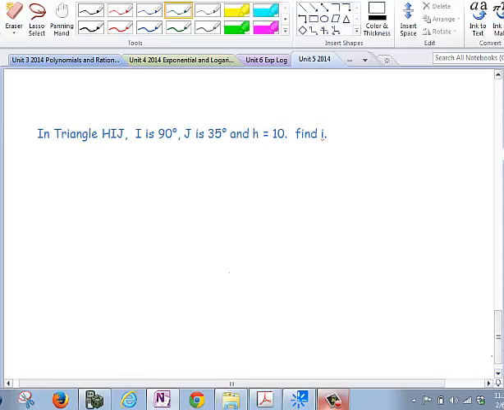What I'd like you to do is try finding for triangle HIJ. Again, I is the 90-degree angle, J is a 35-degree angle, and they tell us that little h is 10. Solve for the rest of the parts of the triangle.